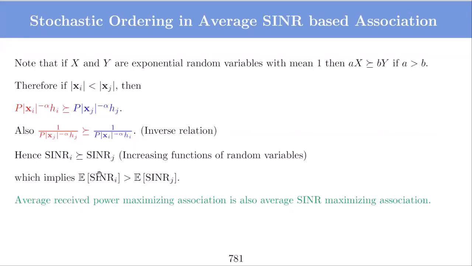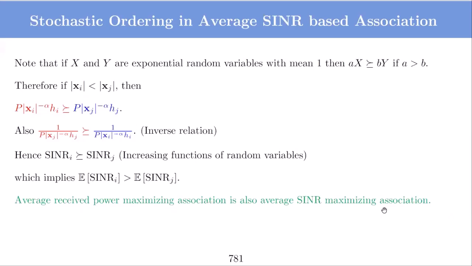Which implies that the expected value of SINR_i is more than the expected value of SINR_j. So if I select the closest base station, I'll get an SINR which stochastically dominates the SINR I would have gotten if I selected the second base station. So selecting the closest base station also gives a scenario where your SINR is maximized, and this will also maximize your expected SINR. So the average received power maximizing association is also the average SINR maximizing association.